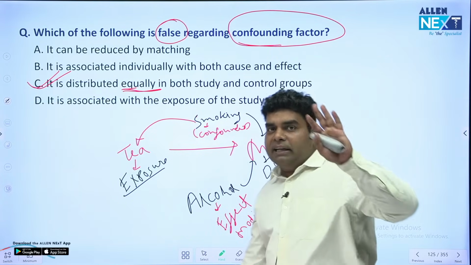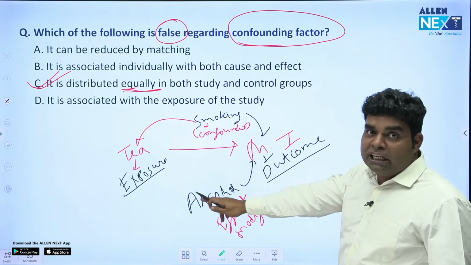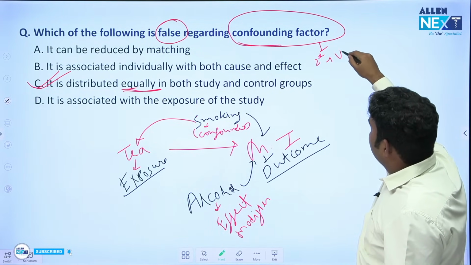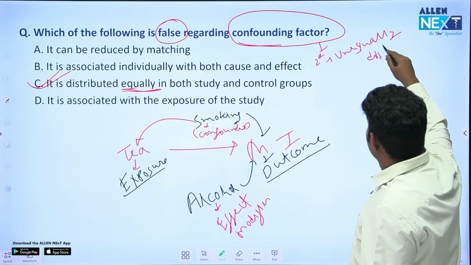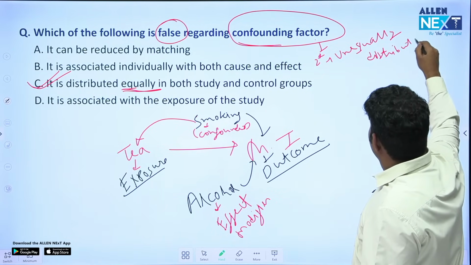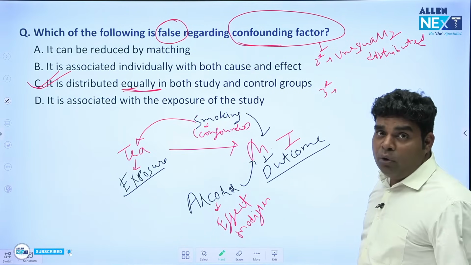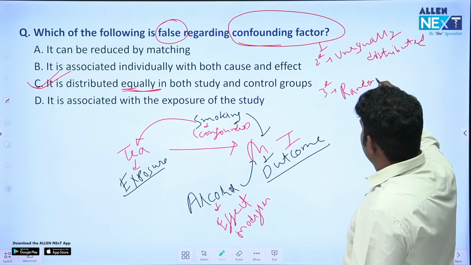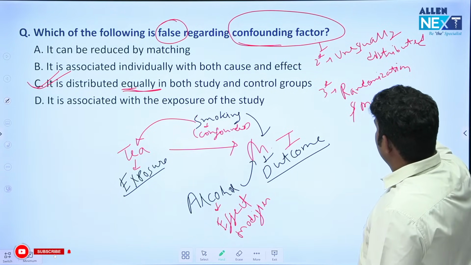Confounder के बारे में 3 बात याद रखना. Confounding factor, first thing, related to both exposure and outcome. Second point, it is unequally distributed in two groups. Unequally distributed. Third thing, the best way to remove confounder is randomization. So randomization and matching, they remove confounding factor.